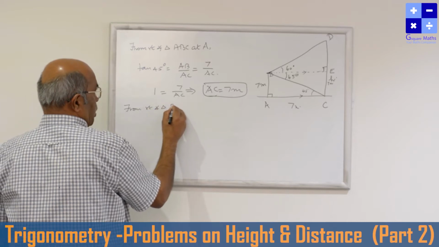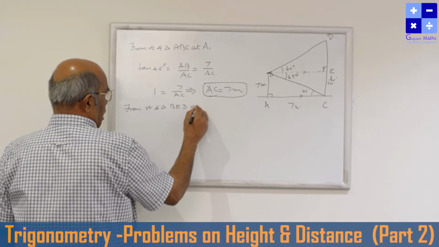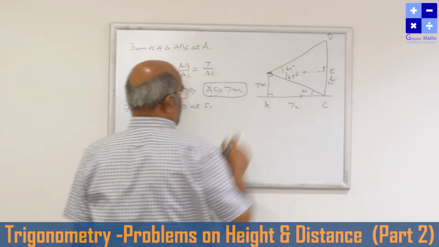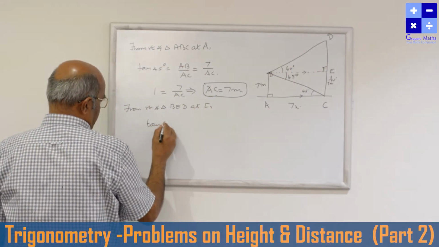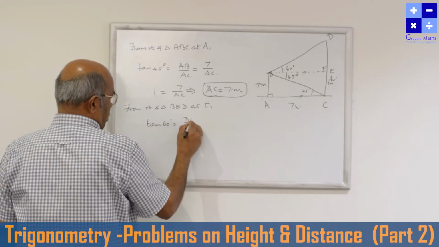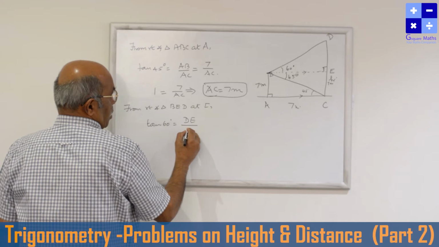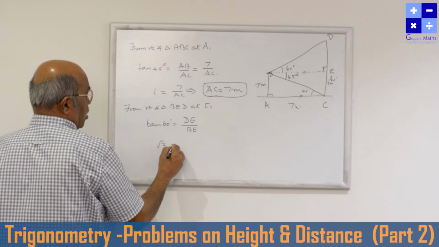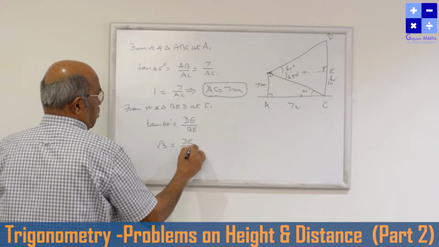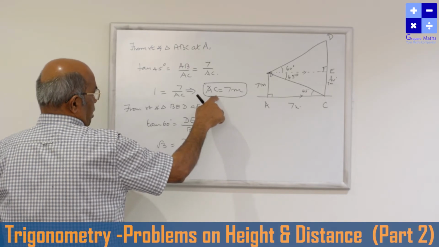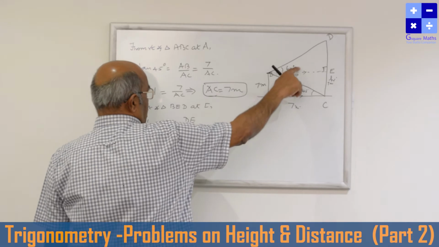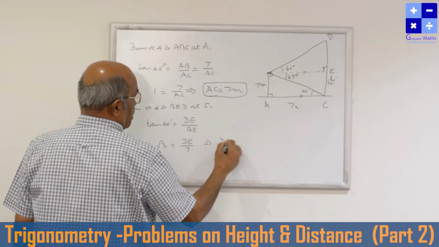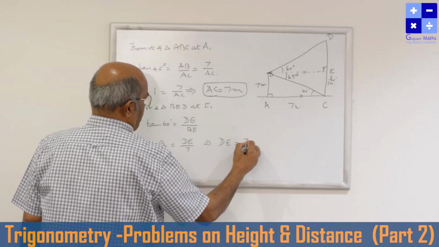Now from right angle triangle BED, right angle at E, tan 60 is equal to DE by BE. Tan 60 we know is root 3, and BE we already calculated. AC and BE are opposite sides of a rectangle, and hence they are equal, it is 7. So this implies DE is equal to 7 root 3.